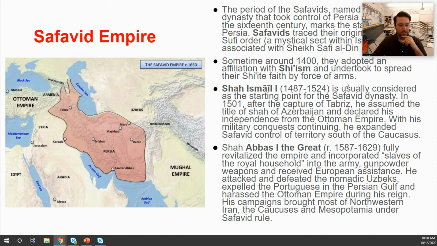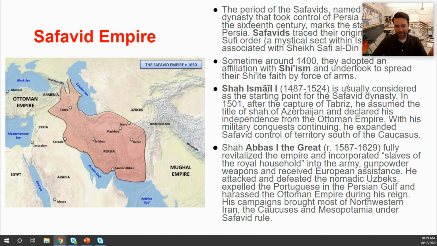But the Safavids themselves were able to continue to expand. They conquered the nomadic people of the Uzbeks. They were able to kick the Portuguese out of the Persian Gulf, who were trying to gain a foothold and influence and control over the Indian Ocean trade network, which it was tied to.